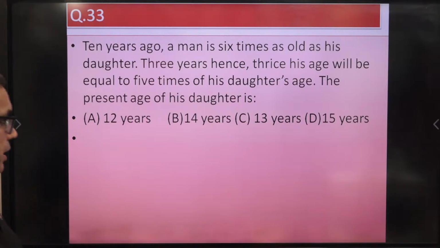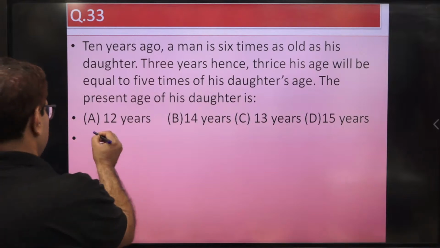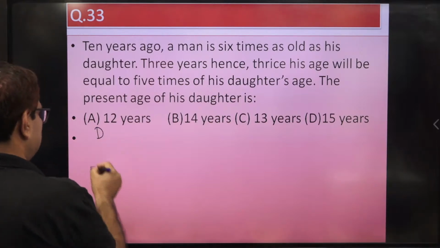So this is a problem on age. Very simple concept we use in this. Read the question carefully, make some assumptions, form equations and solve. So present age of daughter is suppose D and present age of father is F.